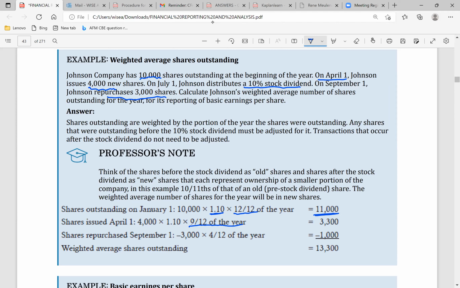And so the stock dividend is not enjoyed by just those who had original shares. Even shares issued midway will also experience what? The stock dividend. That is why the 4,000 is also multiplied by the 1.1.